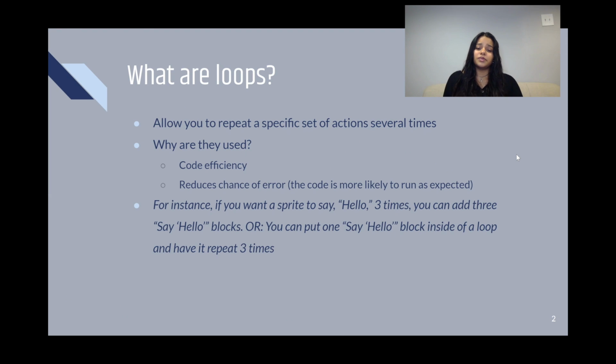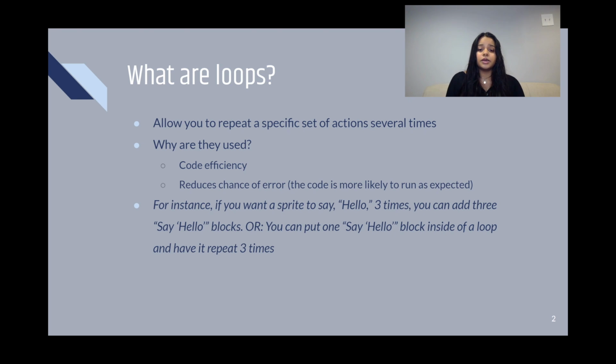What are loops? Well, loops are something in code, a statement in code, that allows you to repeat a specific set of actions several times. Now, this may not make sense to you at first, but as I show you examples, you'll learn to understand how this works and what it is. So let's talk about what it is. Now, I say it allows you to repeat a specific set of actions several times, but what does this mean? Well, let's use a really basic example.